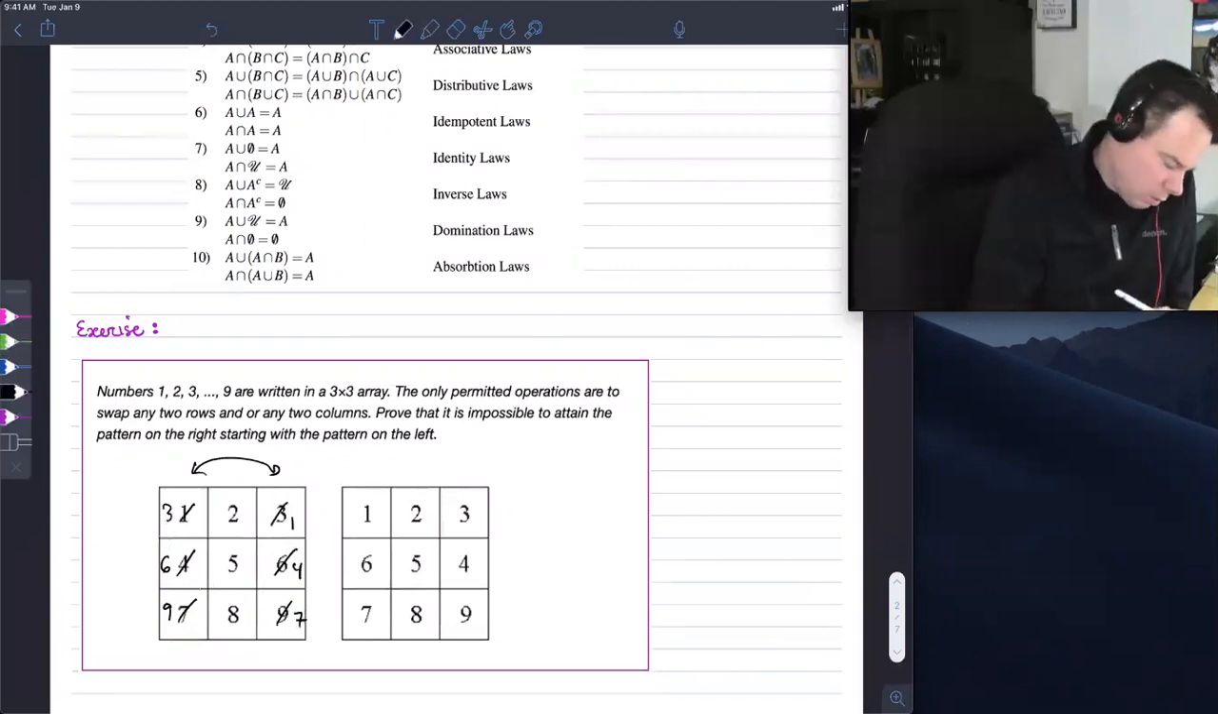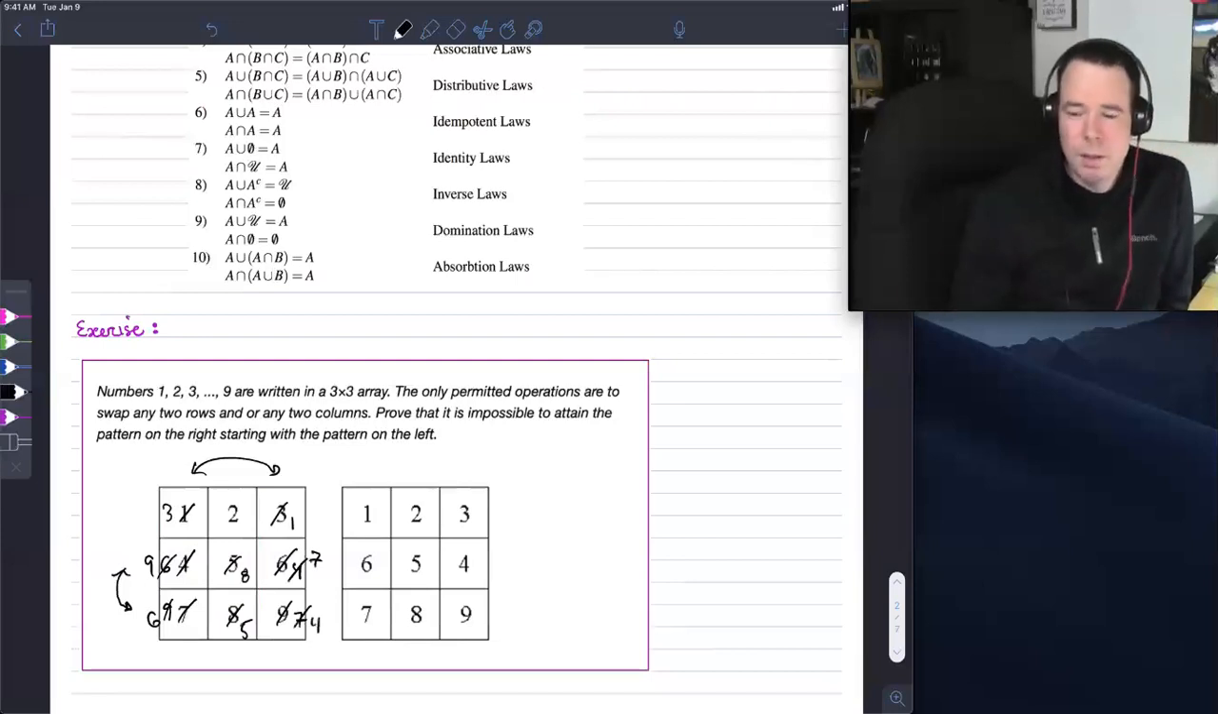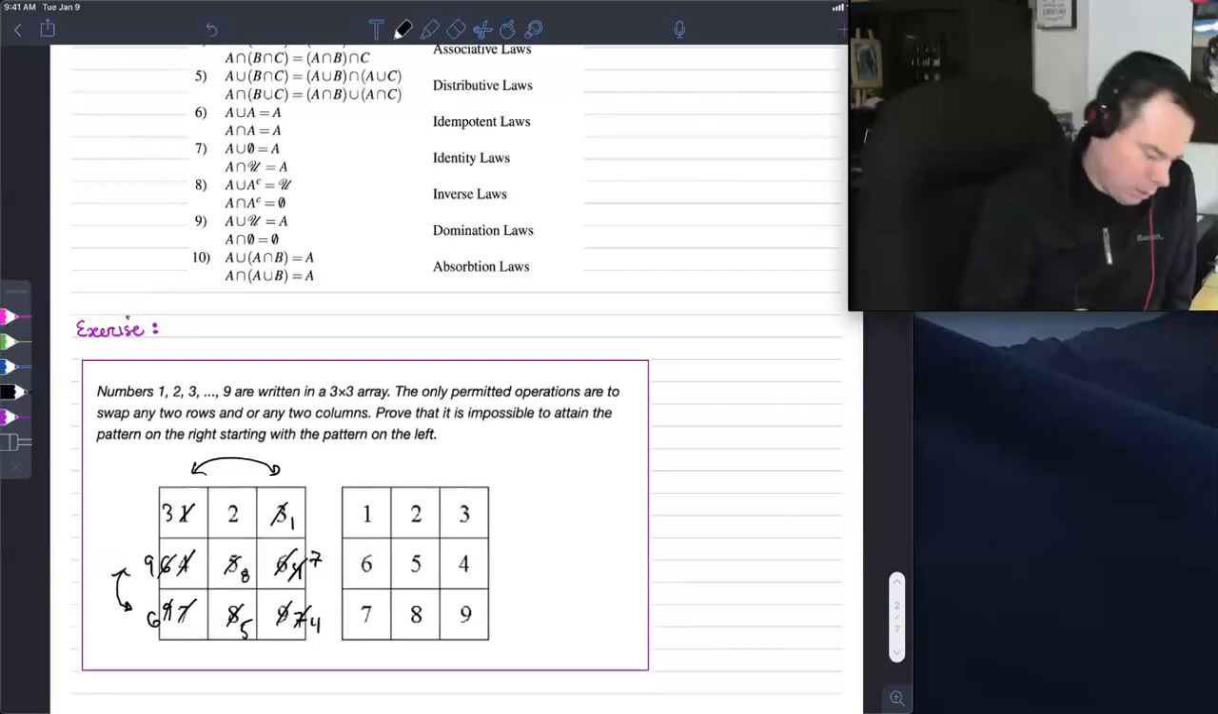The other thing I can do is swap rows as well. So for example, I could swap these two rows. So this would become a 6 down here, and this would become a 9. This is an 8, and this is a 5. This is a 7, and this is a 4. And I just keep doing that. I can swap any rows, any columns, and that will generate a bunch of different patterns of the numbers in that grid.